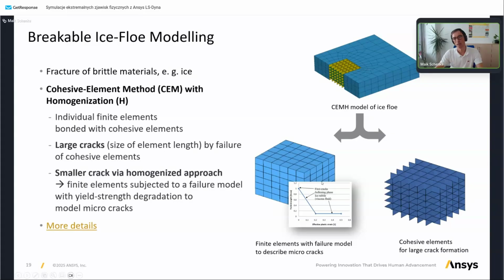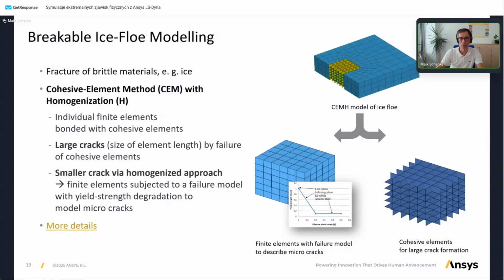And the other part is where these elements are not connected on the nodes, so that these are just loose finite elements. However, you tie them together by using so-called cohesive elements. And then you assign the cohesive element a certain failure criterion. And this gives you the possibility to model cracks.